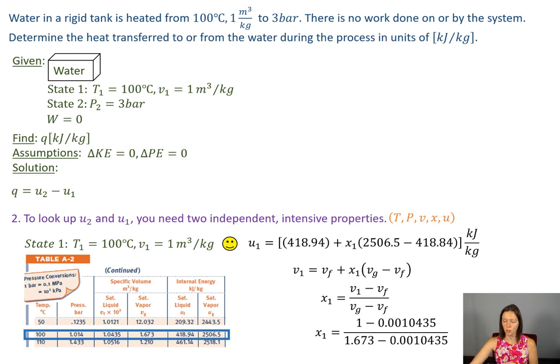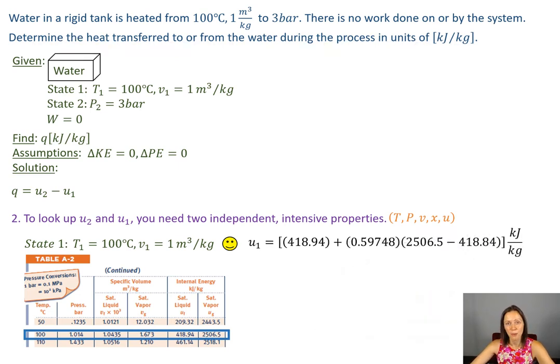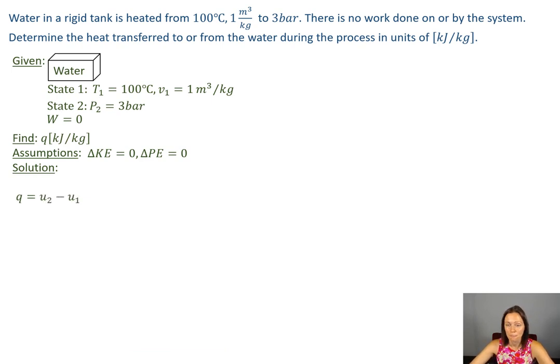So my V sub F, that's 0.001043.5 meters cubed per kilogram, and V sub G is 1.673. Just be careful about that V sub F value because it's times 10 to the third, so just be aware of that. So when I plug in my numbers, I get 0.59748. Perfect. Now I'm ready to plug that into my equation for U1, and I get 1666.27 kilojoules per kilogram. Great. So I've got one of those things.